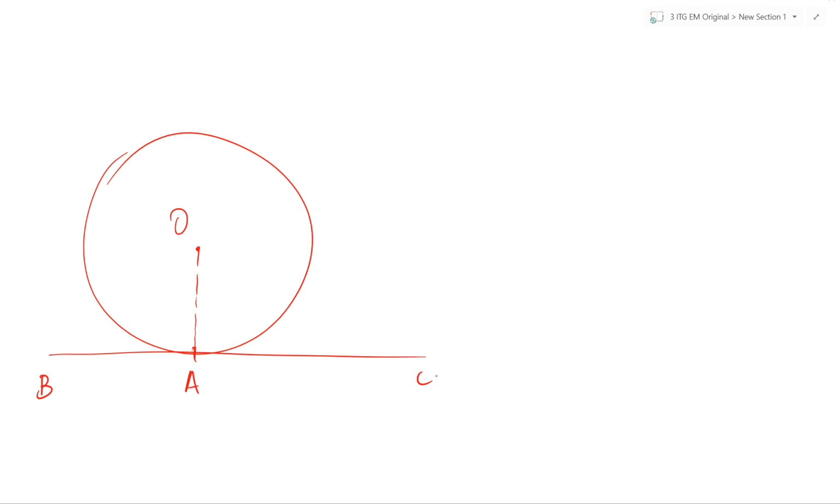By what? By logic. What logic is this? Why is it that you all are saying that OAB is 90 degrees, and OA is perpendicular to BAC? Why is OA perpendicular?